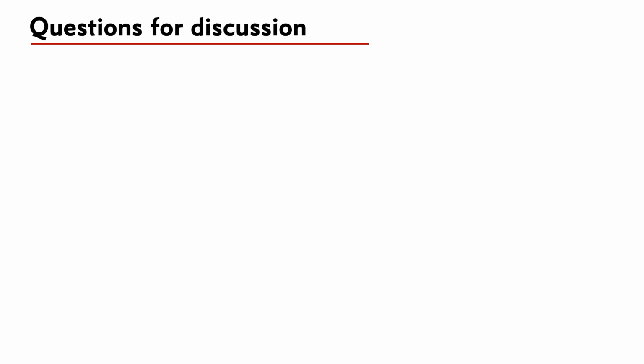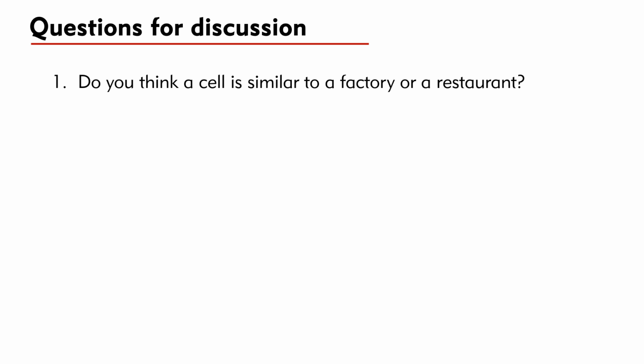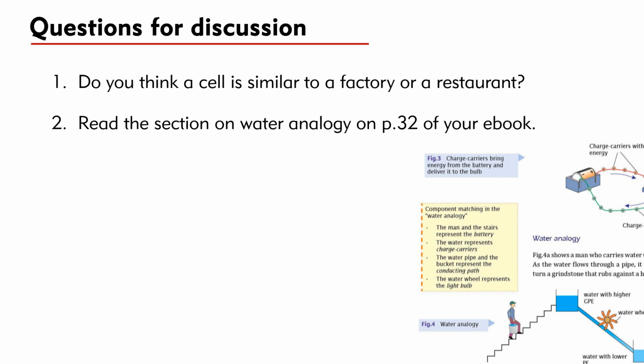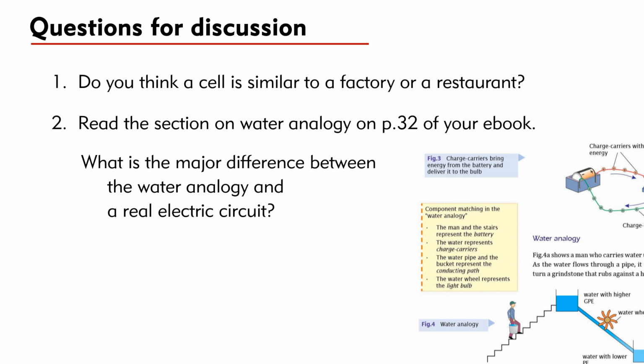Before we end, I would like to ask you two questions. Question 1. Do you think a cell is similar to a factory or a restaurant? Question 2. Read the section on water analogy on page 32 of your ebook. What are the major differences between the water analogy and a real electric circuit? Be the first to write your answer in the comment below. You are also welcome to comment on the answers of other people.